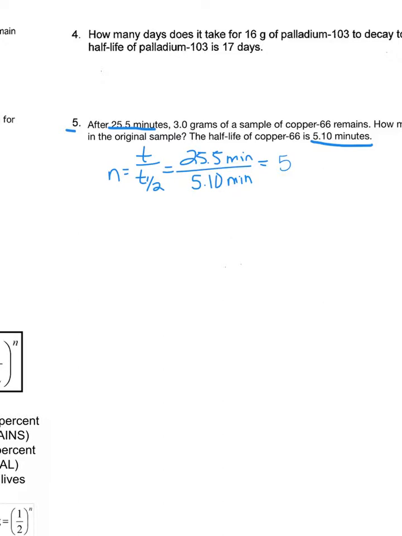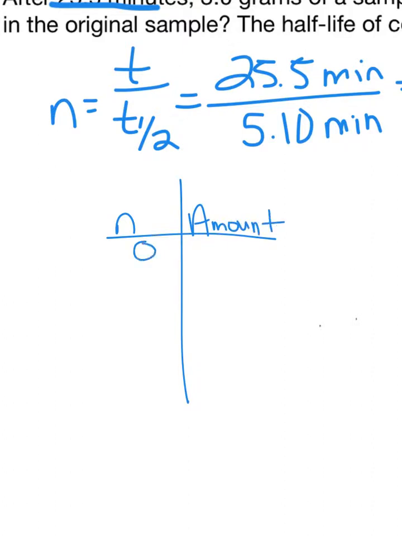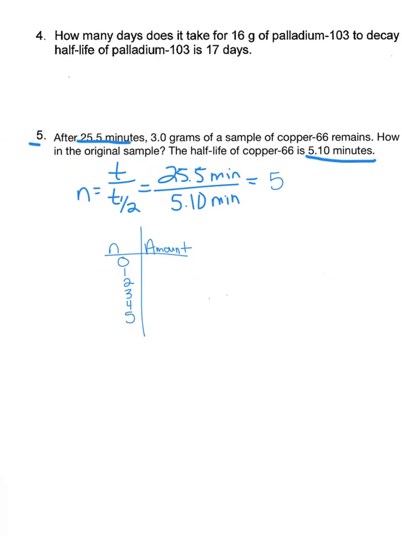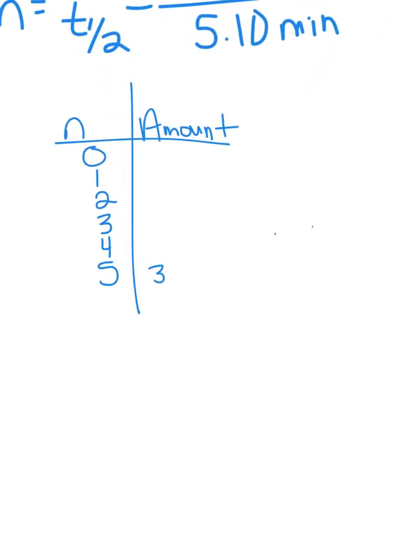I can do the rest with the chart or with the equation, and I'll show both ways. With the chart, I'm going to do n versus the amount. I'm going to start n always at 0 and go up to 5 in this case, 0, 1, 2, 3, 4, 5. And for the amounts, let's see what they give me in the problem. They give me that 3 grams remains. So that 3 grams is going to go at the bottom of the chart, and I'm going to end up working my way up the chart.